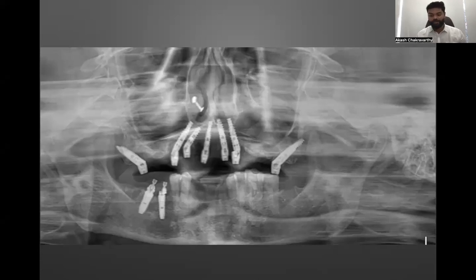By then I had understood how to tilt the implants and what to do with tilted implants. And that's how we were able to place the implants in this patient without the use of grafts. And this is how the patient had come to us. And that was her immediately loaded temporary prostheses. And this is her permanently loaded prostheses.